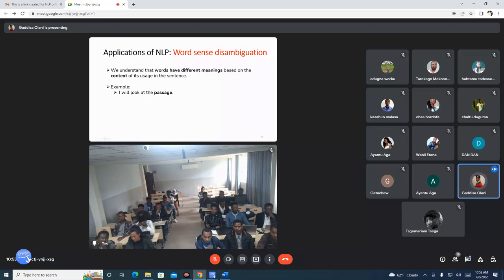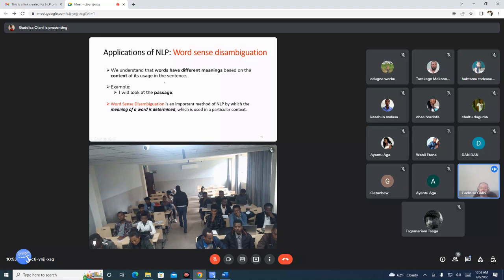So, of course, if you take a look at the context of the paragraph, we may come up with a strategy to disambiguate this one. But if we independently model the word, there is no way to do the disambiguation. Yes? Because in this case, the passage has numerous meanings. I will look at the passage. It can be a paragraph or the book or the passage. Yes? So word sense disambiguation is an NLP task that deals with how to disambiguate ambiguous words by relying on a context.